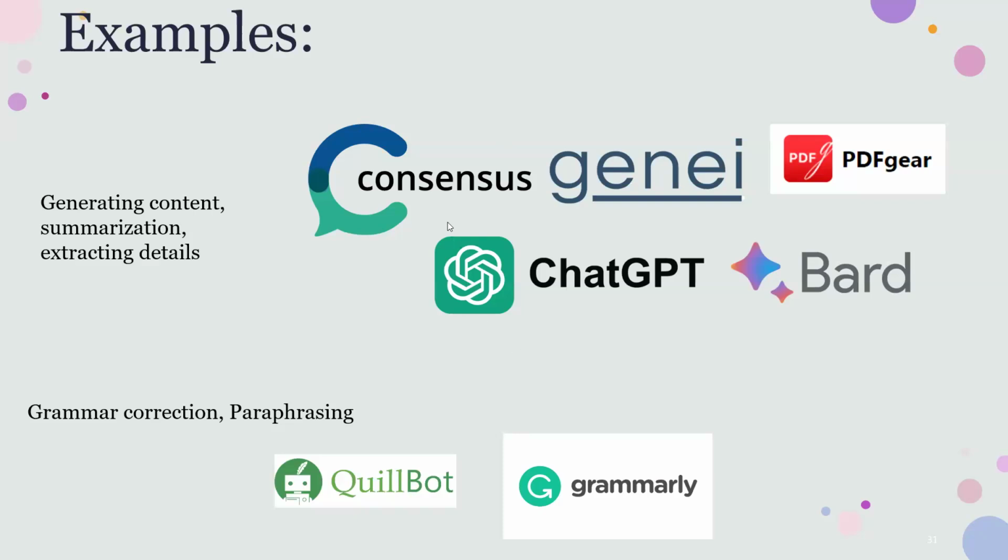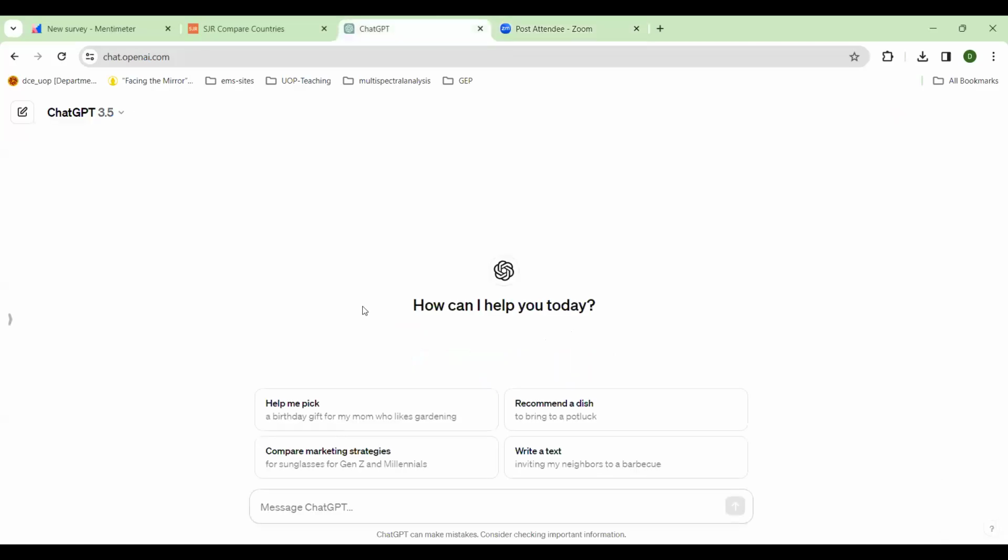In terms of generative AI tools that can help us in generating content, summarization, or extracting details, there are tools like ChatGPT, Bard from Google, Consensus, or PDF Gear, which allows us to upload PDF documents and ask questions from them. Also Microsoft has their Copilot platform integrating a lot of tools based on Gen AI, and they can help us generate content, summarize, or extract details. I'm sure most of us are now familiar with these tools, but just for completeness, I'll make a demo of ChatGPT.